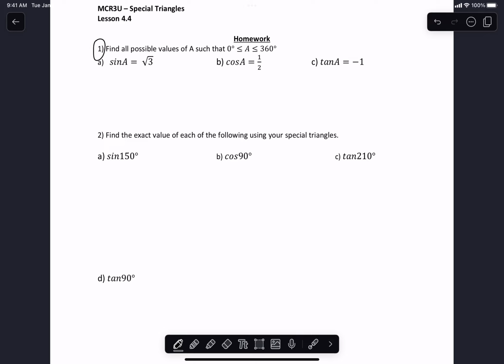A. I'm interested in all possible values of angle A that fall from 0 to 360, such that the trig ratio is root 3, basically root 3 over 1. So what I'm going to do is draw my picture. And then I need to figure out where the sine of A is root 3.